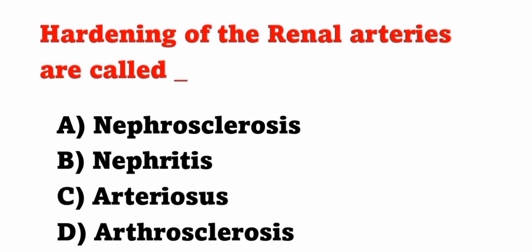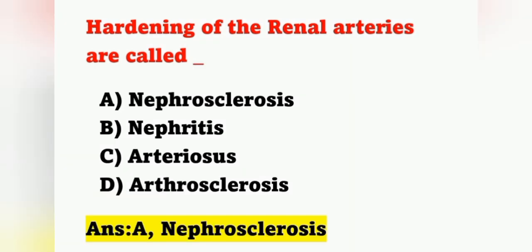Okay, here it is renal arteries. Renal means it is related to kidney. So it will come nephrosclerosis. Option A is the correct answer. Hardening of the renal arteries are called nephrosclerosis. Option A is the correct answer.